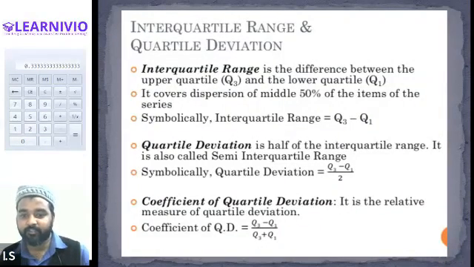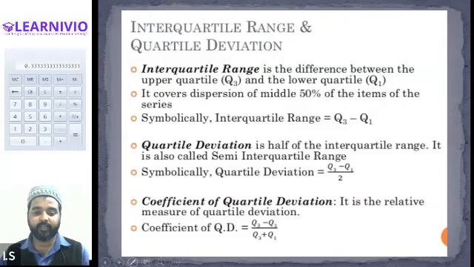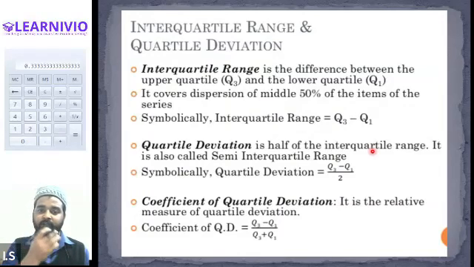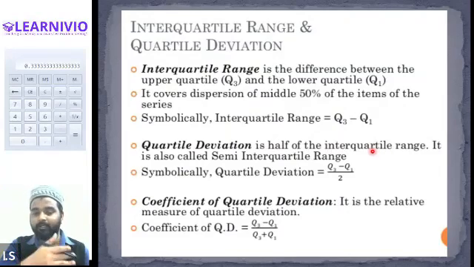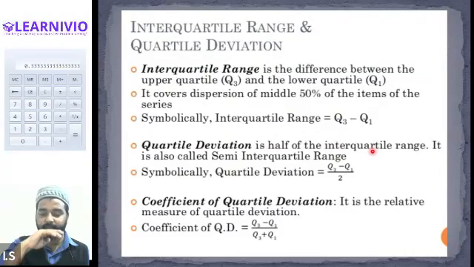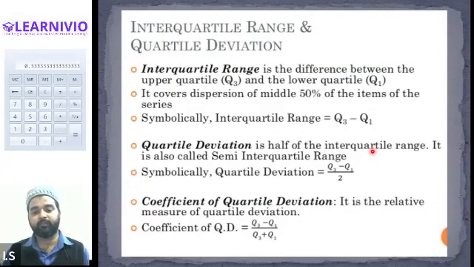So what is quartile deviation? Quartile deviation is half of the interquartile range. What is the interquartile range? The difference of Q3 and Q1 is called the interquartile range. Just like range is largest minus smallest value, similarly the largest quartile minus the smallest quartile is called the interquartile range. Half of the interquartile range is called quartile deviation. And the coefficient of quartile deviation is Q3 minus Q1 divided by Q3 plus Q1.